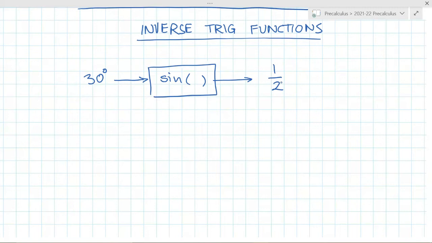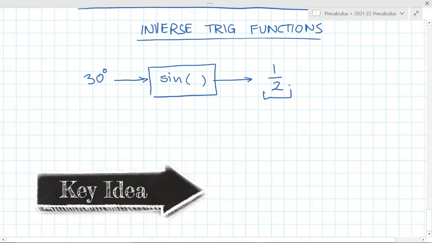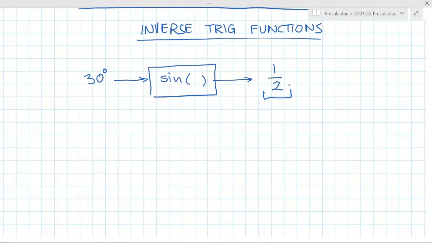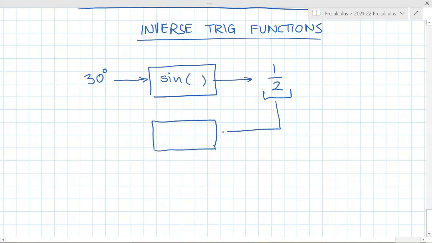But sometimes we have the opposite problem. I know that the sine ratio of some angle is 1/2, and I want to know what is the angle. So my problem is the opposite now. I know the ratio and I want to find the angle. Okay, so if I could make another function which could take this and give me 30 degrees as the answer, then I can now go in the other direction. That's the idea of the inverse function.